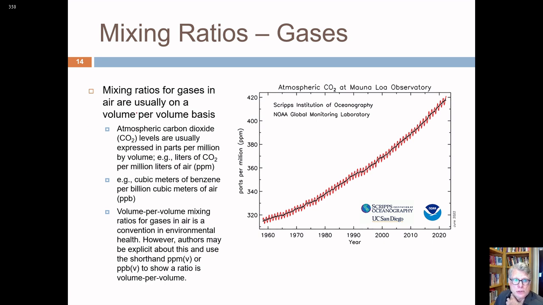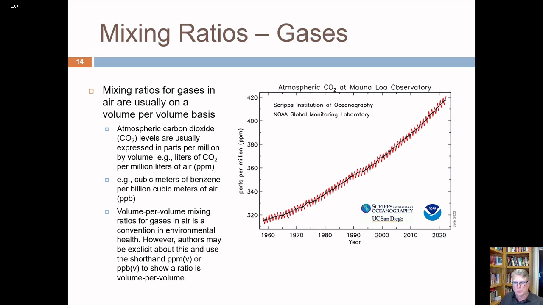So, mixing ratios for gases. That means we're dealing with the gases in air, and those mixing ratios are usually expressed on a volume per volume basis. Here's a common example, atmospheric carbon dioxide. Its concentrations are usually expressed in parts per million by volume, right? Volume of CO2 per volume of air, like liters of CO2 per million liters of air. That would be a part per million.